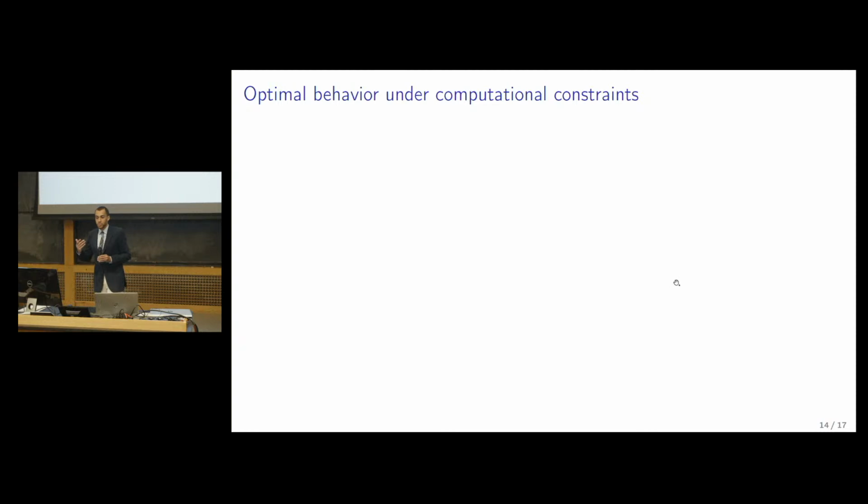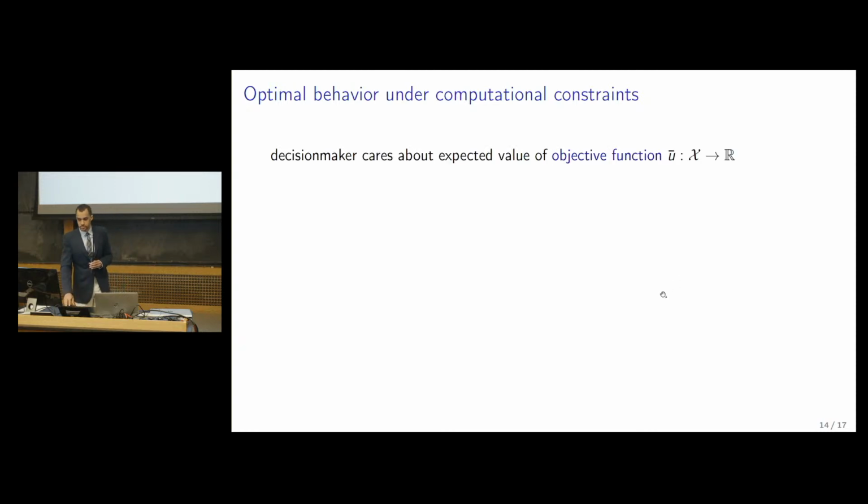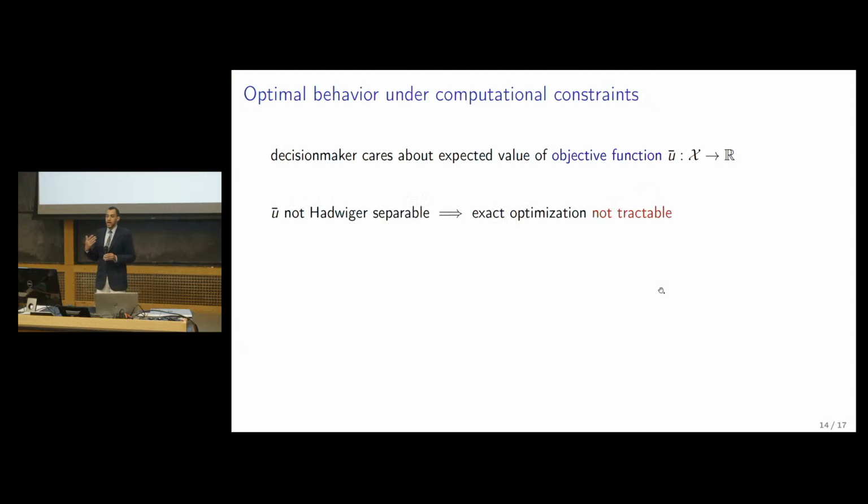So I want to think about optimal behavior under computational constraints. I'm going to think about a decision maker now that cares about the expected value of some objective function u bar. If the objective function is not Hadwiger separable, then exact optimization is not tractable, and this follows from my previous results. But the decision maker still has to make a choice, and one thing they might do, maybe if they're a computer scientist, is look for approximately optimal choices.